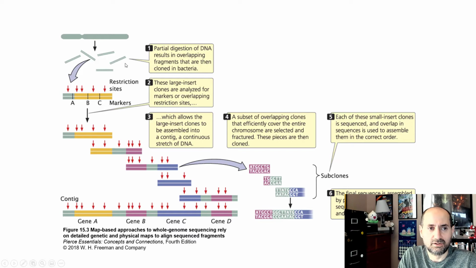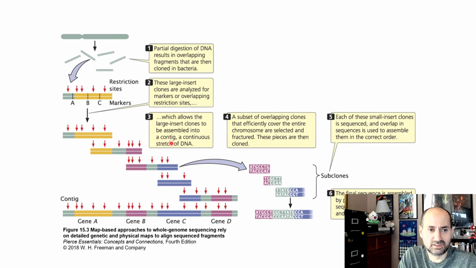Let me show you an example here. Here's an example of a map-based approach to whole genome sequencing. Part 1, you take your chromosome and you partially digest the DNA. This results in overlapping fragments that you then clone into bacteria. So you digest the DNA with those restriction enzymes we discussed in the last chapter. These large insert clones are analyzed for markers or overlapping restriction sites. So you analyze these clones, which allows the large insert clones to be assembled into a contig.